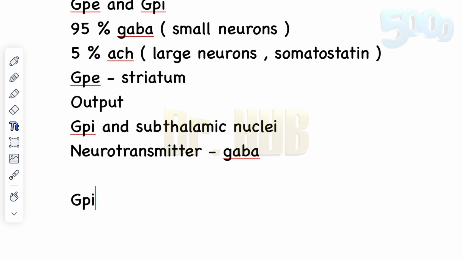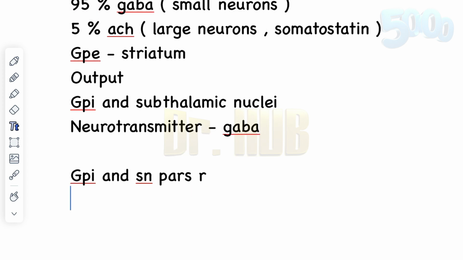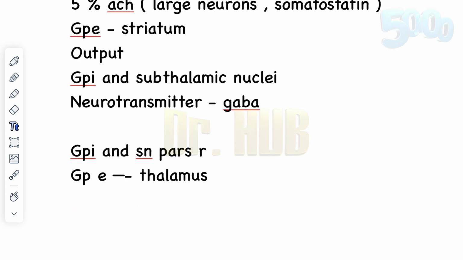Now we move on to the GPI and the substantia nigra pars reticulata, the SNPR. Here the input is again the striatum, and also the GPE. What will be the output? The output is the ventrolateral and the ventroanterior thalamus. The neurotransmitter again here is GABA.